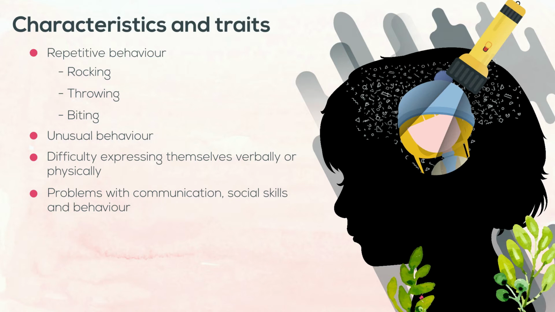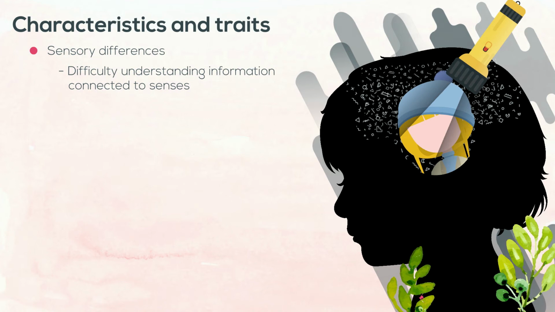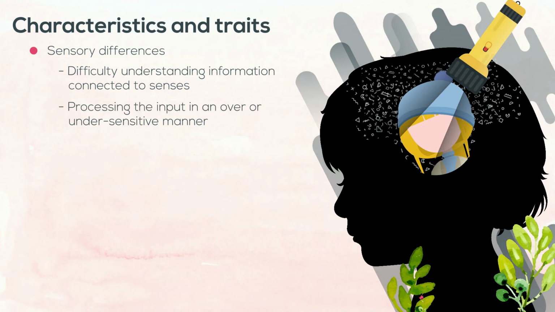One particular feature of autistic children is that they can have sensory differences. This means they may have difficulty understanding information connected to their senses, so they process the input in an over or under sensitive manner. These sensory differences can then impact on their overall behavior.